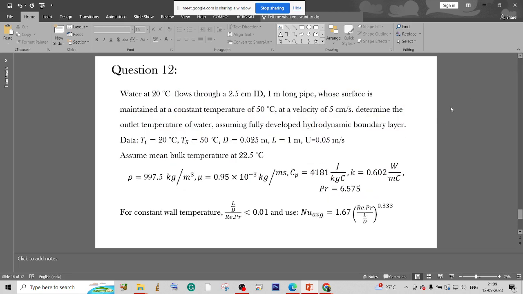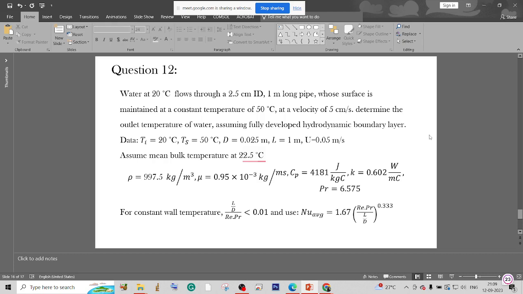So, for question number 12, water at 20 degrees Celsius flows through a 2.5 centimeter internal diameter, 1 meter long pipe whose surface is maintained at a constant temperature of 50 degrees Celsius, at a velocity of 5 centimeter per second. Determine the outlet temperature of water assuming a fully developed hydrodynamic boundary layer. So we will consider the boundary layer to be fully developed and determine the outlet temperature of water.